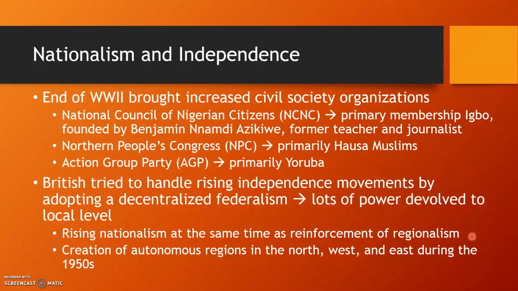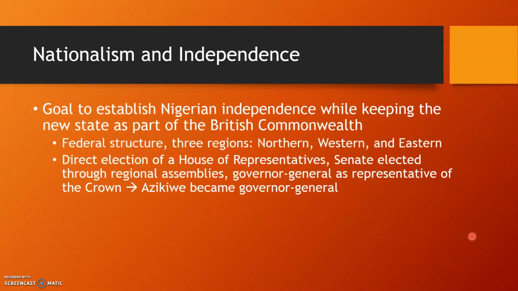So what we have are these autonomous regions that develop in the north, the west, and the east during the late 40s into the 1950s. Now, the goal ultimately by the 1950s for the British is to establish Nigeria as an independent state, however, with remaining ties to the British Empire as a whole, and that Nigeria would then become part of the British Commonwealth. It would have self-governance, it would essentially be autonomous, it would be independent, but it would be part of the larger British Commonwealth.